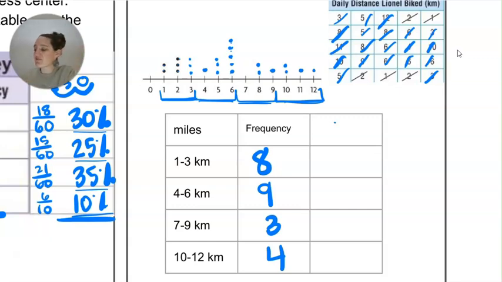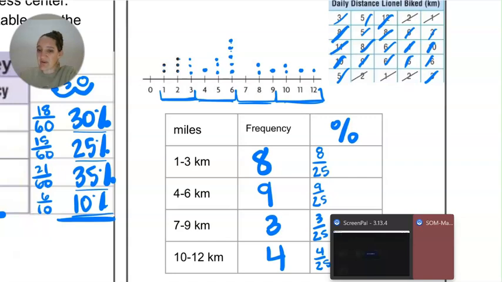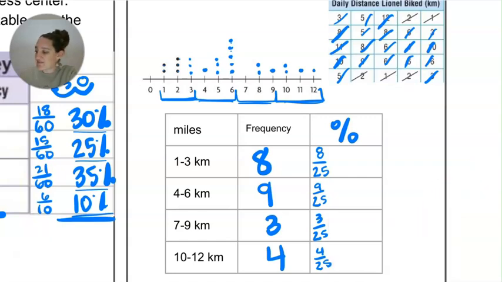Now let's do the relative frequency table. So it's going to be 8 out of, ended up being 25, huh? 9 out of 25 days, 3 out of 25 days, 4 out of 25 days. Now we could turn all of these into fractions or decimals, or we could, 25 goes into 100 really well, right? So if we wanted, we could just times all these by 4 and get 32 over 100, which is 32%.